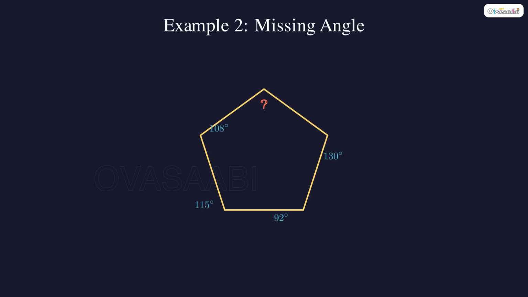Example 2. Four angles of a pentagon are 108, 115, 92, and 130 degrees. Find the missing angle.